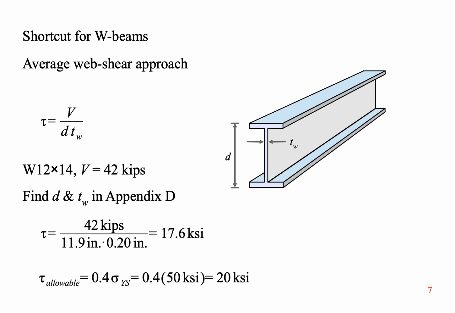For low-carbon steel, the yield strength in shear is about 40% of the yield strength in tension. So if this is an A992 beam, then the allowable shear stress is 40% of 50 ksi, which is 20 ksi. Since the beam has a shear stress less than 20 ksi, it is safe in shear.